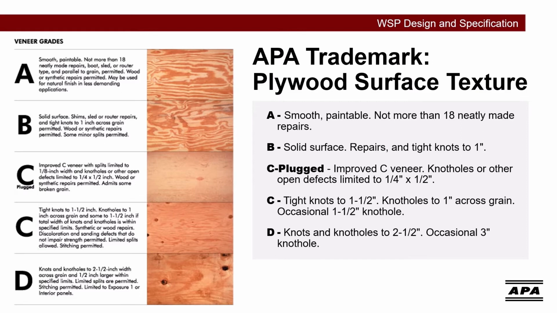Surface texture of panels can vary based on the grade of veneers used in the faces and the surfacing process during manufacture. Panels with A, B, and C plugged faces will largely be solid on the surface. C and D grade faces will have some voids in the face veneer. Grades can be chosen based on the intended application of the panel.